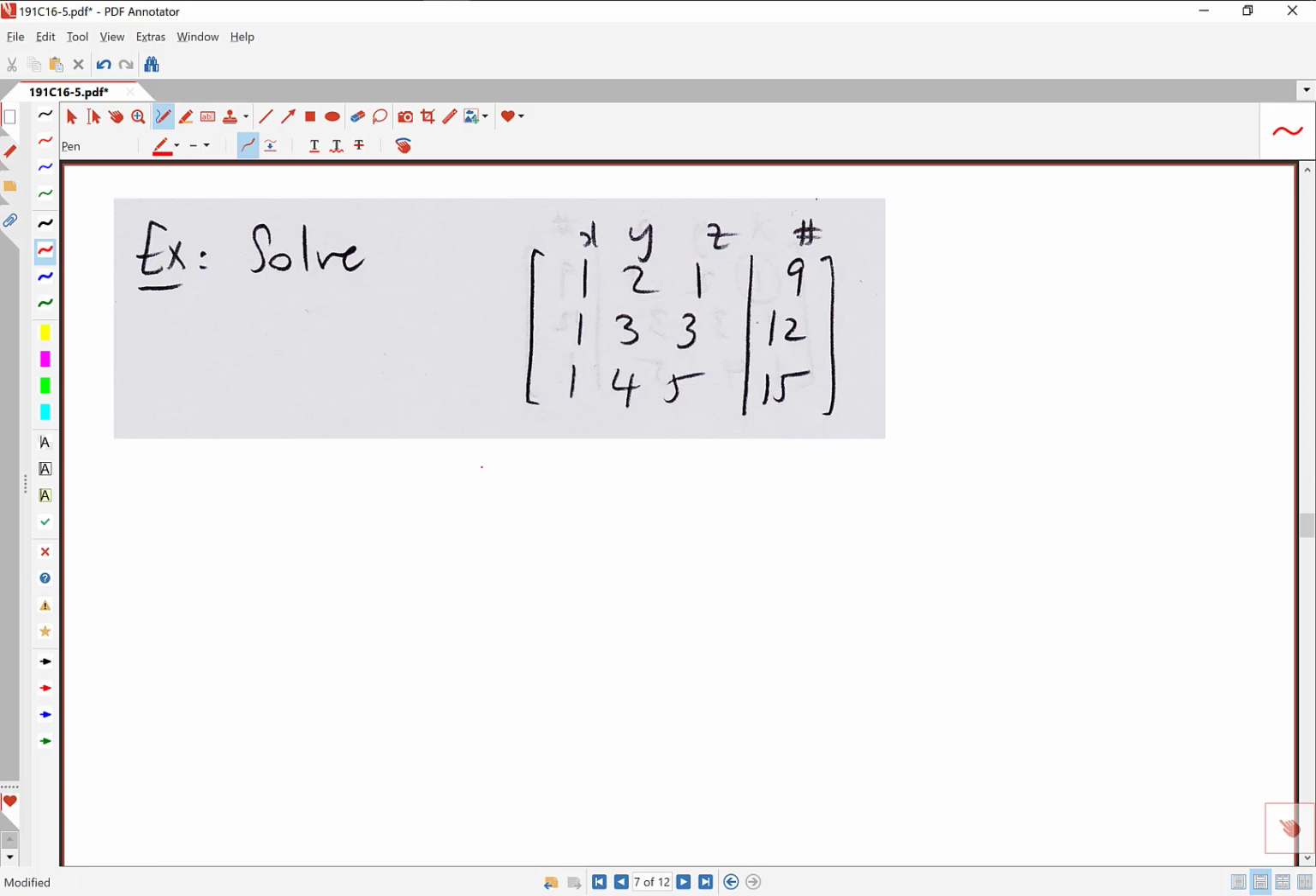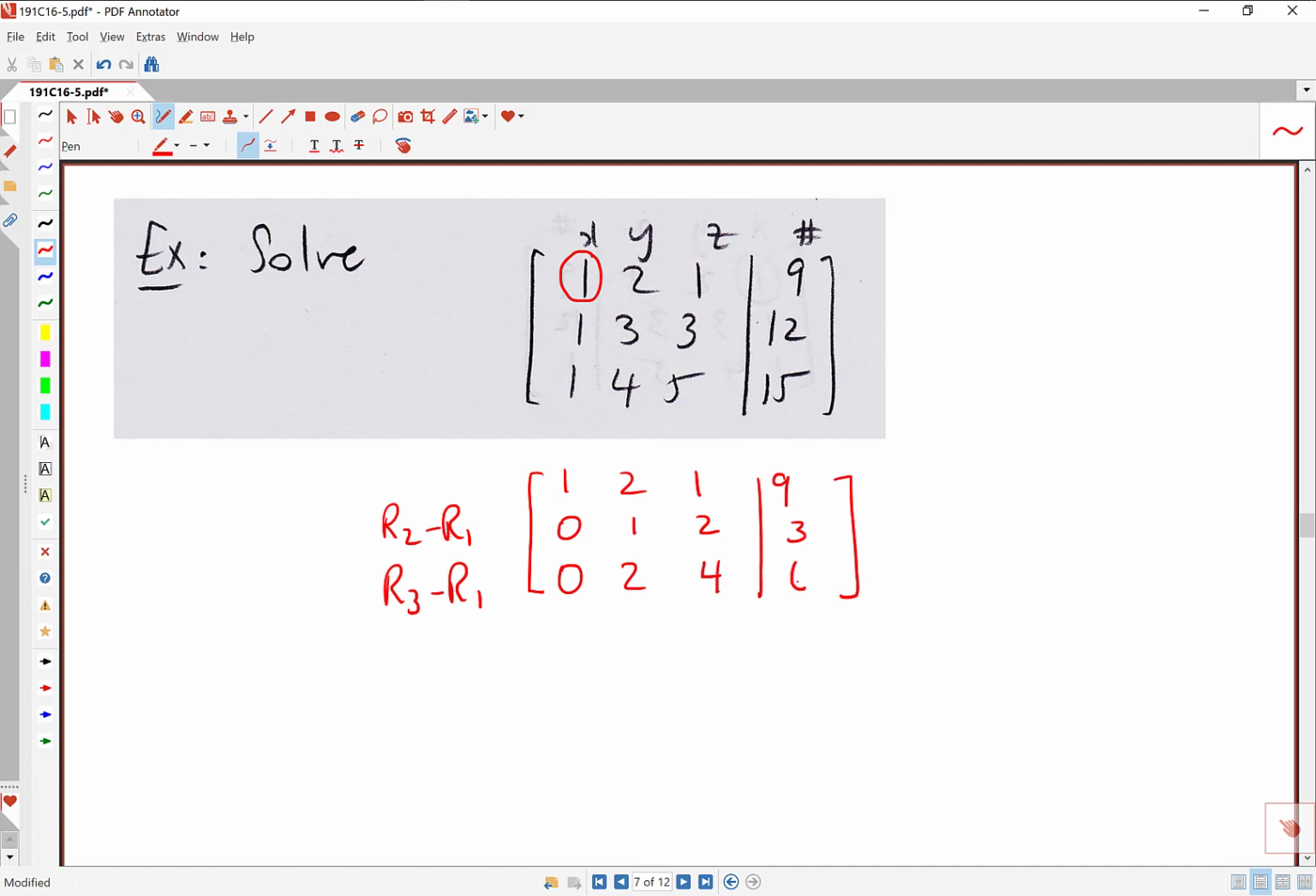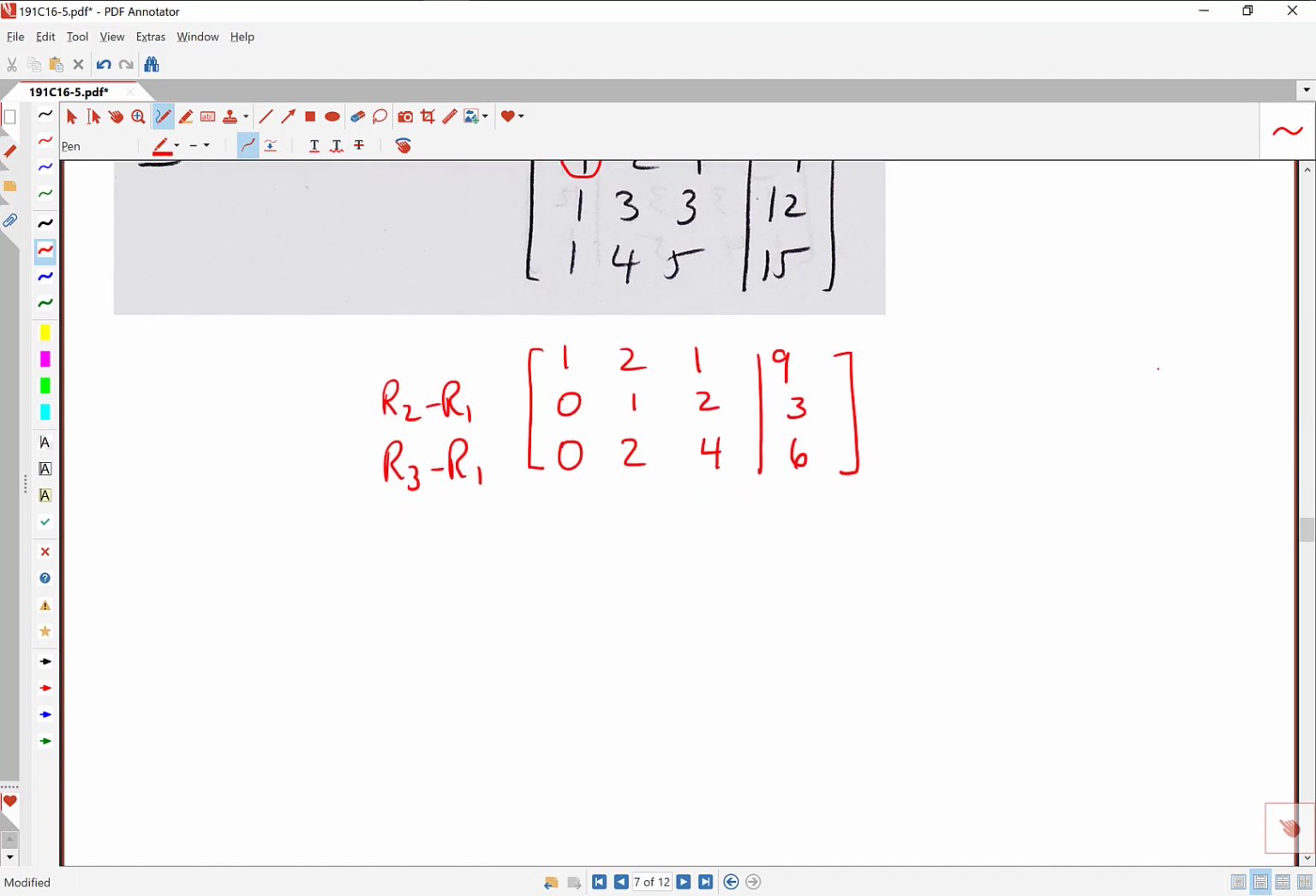So here's our next problem. We're going to solve using Gauss-Jordan elimination. We've already got the 1 in the upper left. Therefore, we're going to work on getting zeros in the rest of that first column. So let's do row 2 minus row 1 and also row 3 minus row 1. Can recopy our top row, nothing's happening there. And if we do row 2 minus row 1, 0, 1, 2, 3. If we do row 3 minus row 1, 0, 2, 4, 6. All right, so that's our first column done.